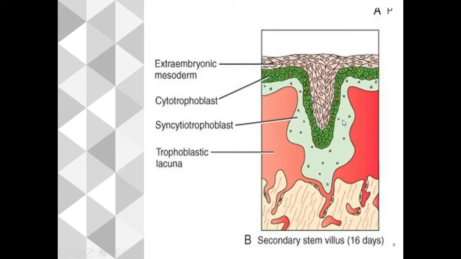So this is the secondary villus. In this, there is a core of extraembryonic mesoderm. The primary villus has a core of cytotrophoblast within the syncytial trophoblast. When it is invaded by this extraembryonic mesoderm, then it will be called the secondary chorionic villi.